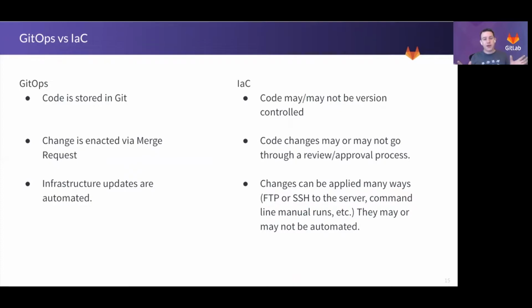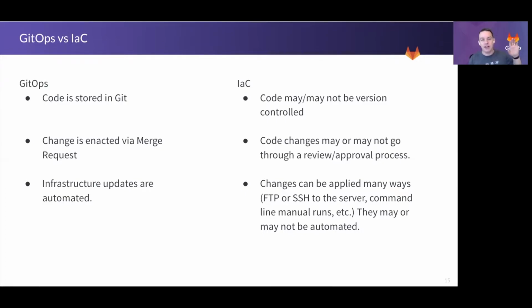So some folks might ask, well, this sounds a lot like infrastructure as code. What's the difference? Well, with infrastructure as code, code may or may not be version controlled, right? You can take a YAML file, or you can have a text-based definition. In Linux, we've been using .conf files for a long time. And that configuration file can live on the server, and you SSH to the server and you update that text file. You could call that infrastructure as code, but that's not GitOps.